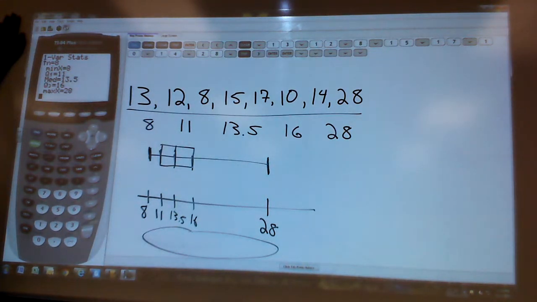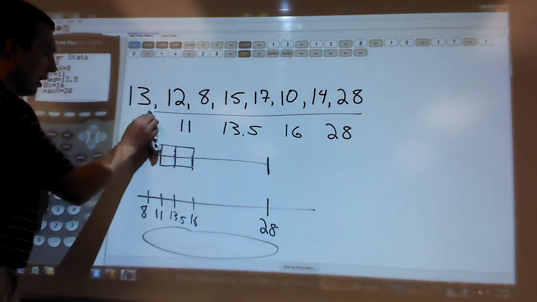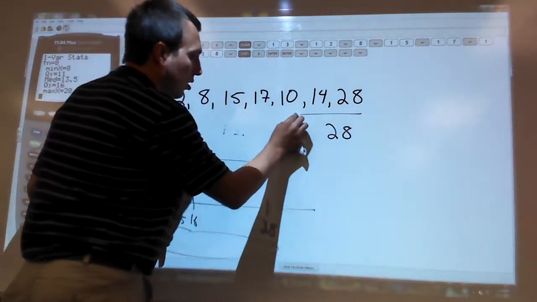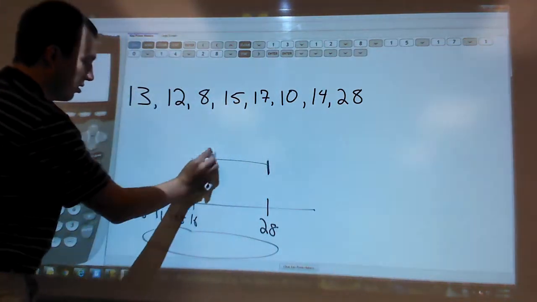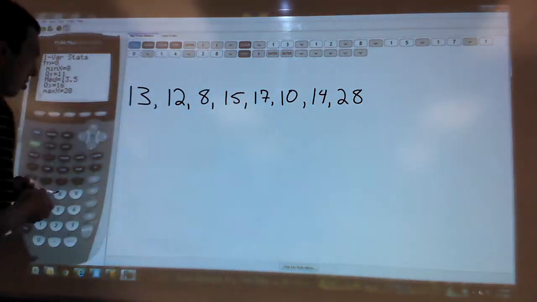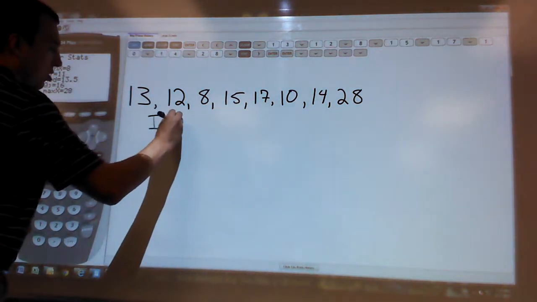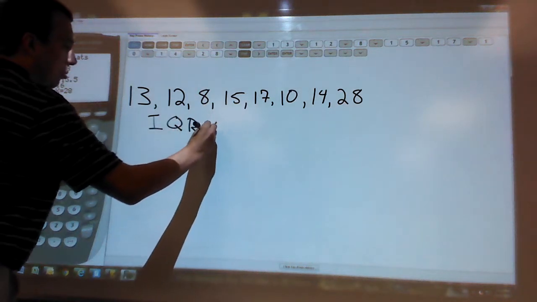And now we might be asked, are there any outliers? First, we need to get the magic number. Magic number. That's Mr. Mac's term, not a stats term. We get that by taking the interquartile range times 1.5. IQR times 1.5.